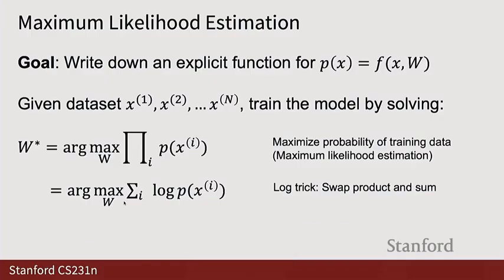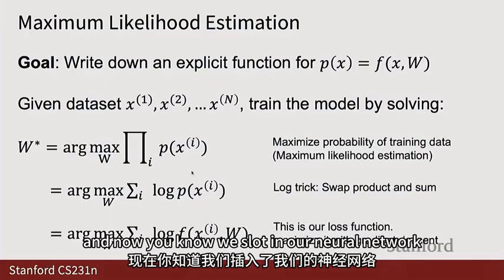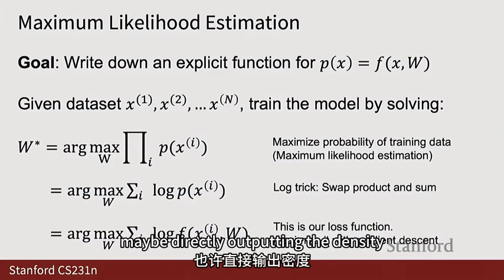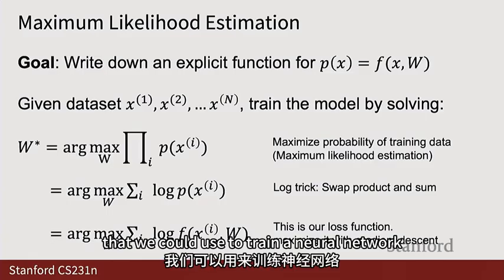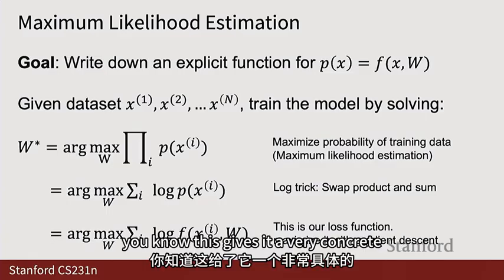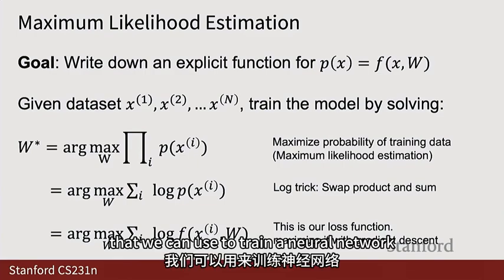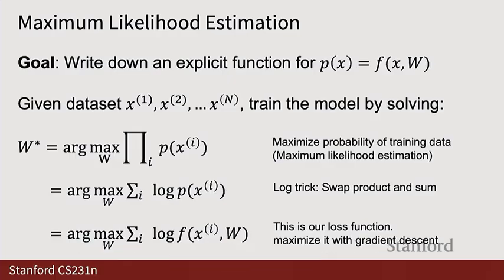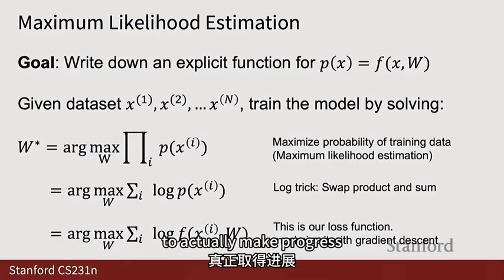And now we slot in our neural network, because our neural network is now maybe directly outputting the density. So this gives a direct objective function that we could use to train a neural network. This gives a very concrete loss function that we can use to train a neural network to solve this kind of generative modeling problem. But we need a little bit more structure here to actually make progress.